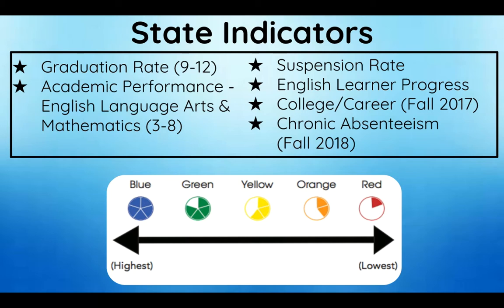Please note that data for college and career preparedness will not be made available until fall 2017, and chronic absenteeism will not be made available until fall 2018. Progress on the indicators shown here is reported through the dashboard. The state indicators use the following color-coded scale from blue to red, which we will talk about in detail later in our presentation.